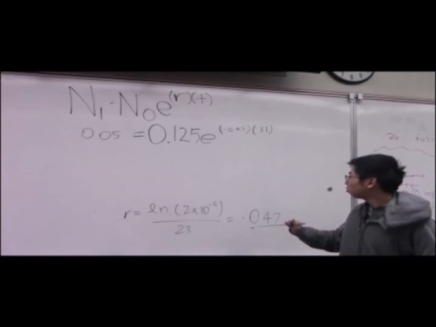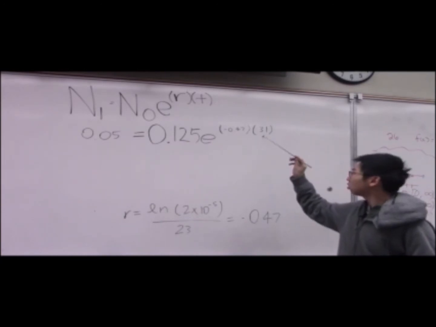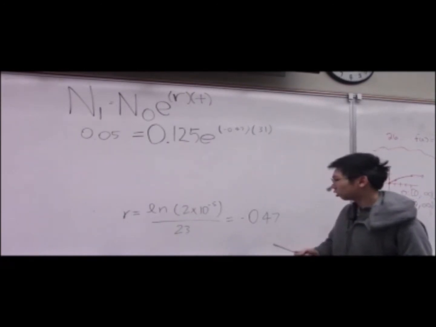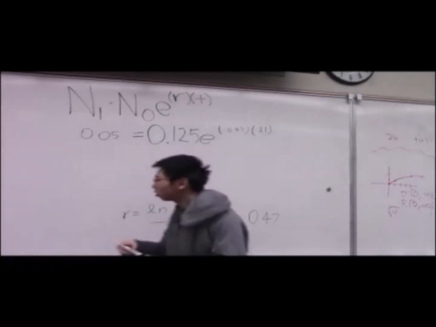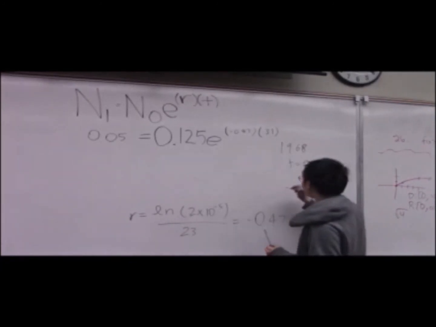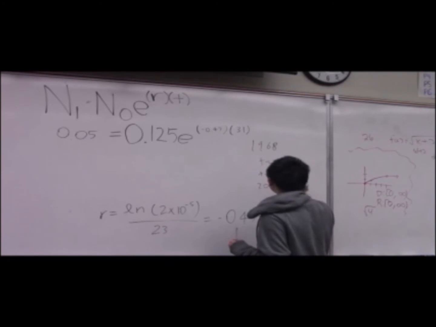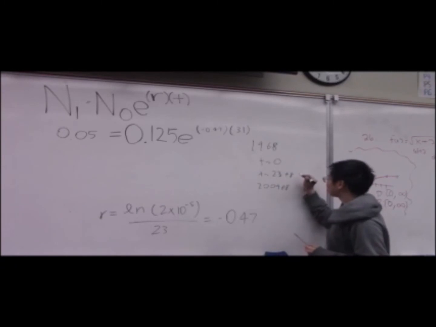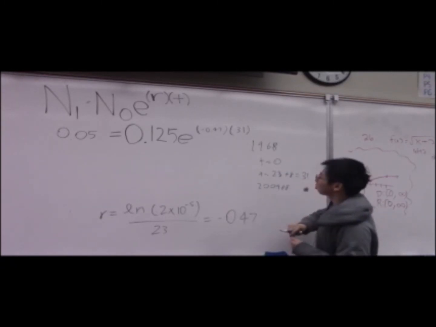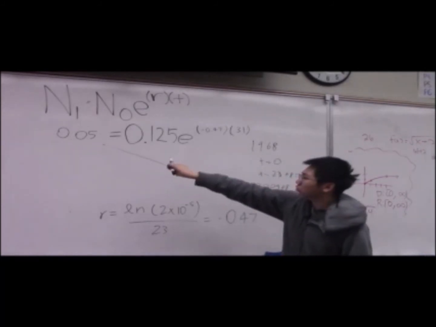So now that we have R, we just put it back into the equation, and 31 in this case stands for 2017, because our original date was 1986, and we set that as T equals 0. The other time, when I used 23, was for the data collected in 2009, so you just add 8 to that and you get 31. That's how we got our time of 31, and then you plug all this into the calculator and you get around 0.05.